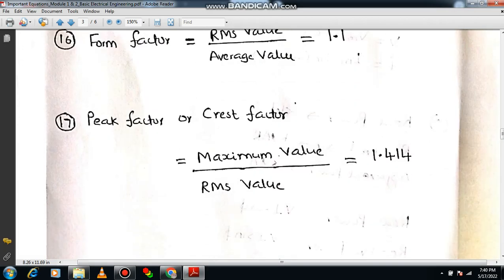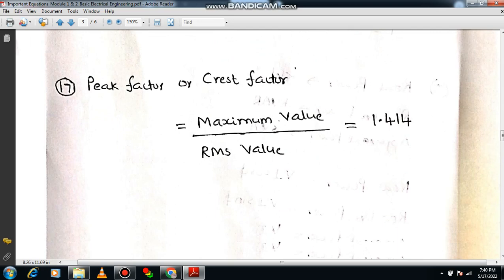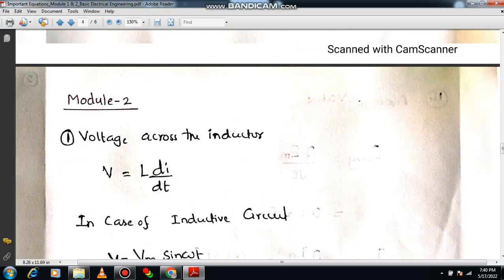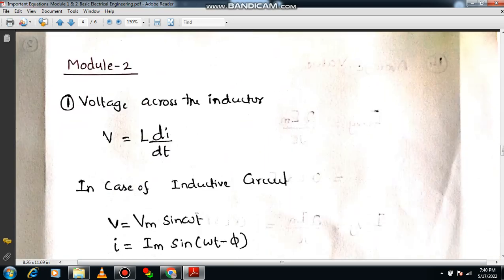It is also known as crest factor, the ratio of maximum value to the RMS value. If you substitute, then you will get 1.414, or you can write root 2, as the crest factor or peak factor. Some important equations from module 2 I will be discussing.